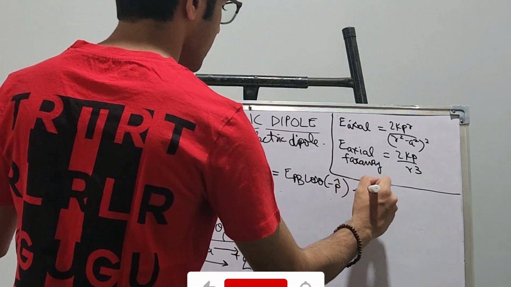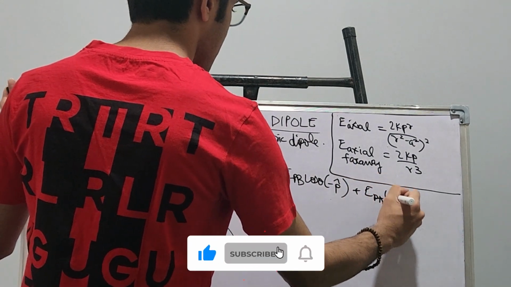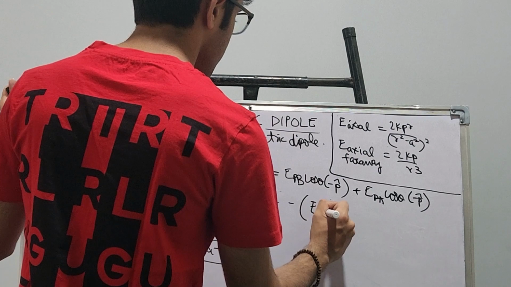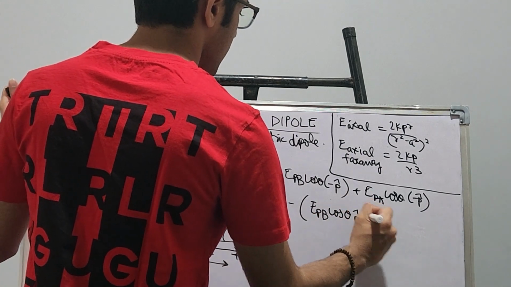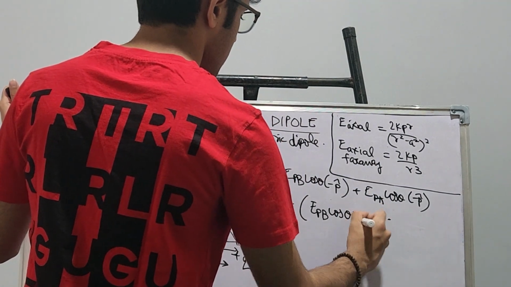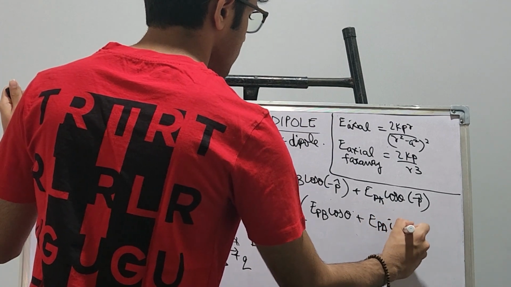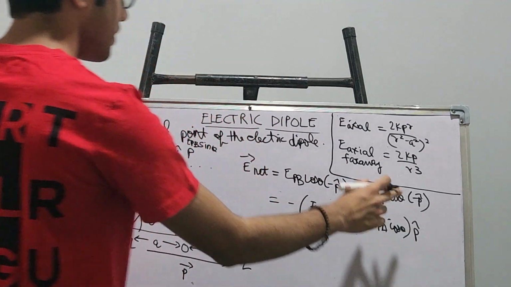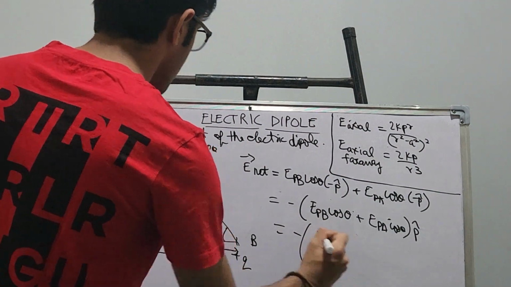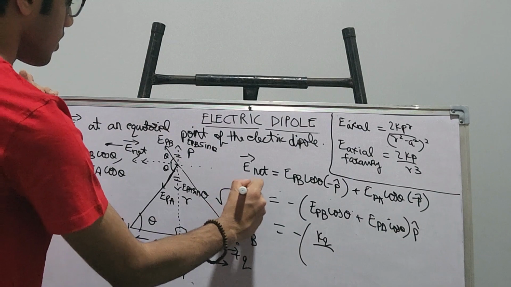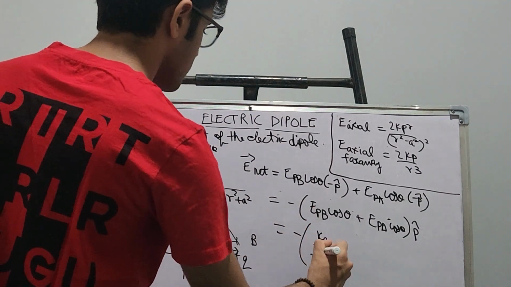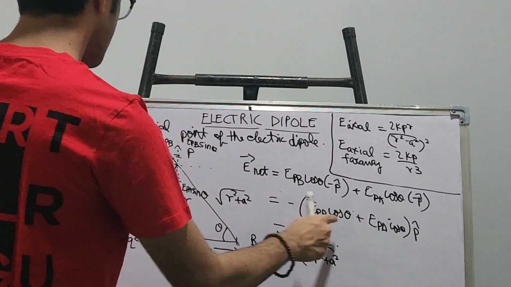So EPB cos theta minus p cap plus EPA cos theta minus p cap, so this is just minus of EPB cos theta p cap plus EPA cos theta p cap. I took minus p cap as common. So EPB is KQ upon PB whole squared. This is under root r square plus a square. This is PB, so PB whole squared would be just r squared plus a squared times cos theta.